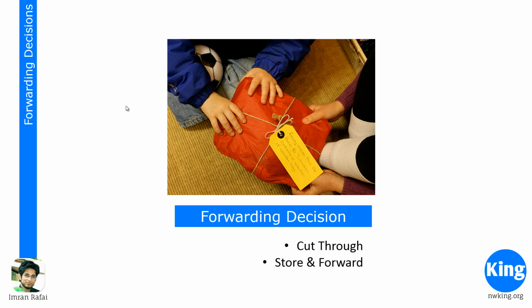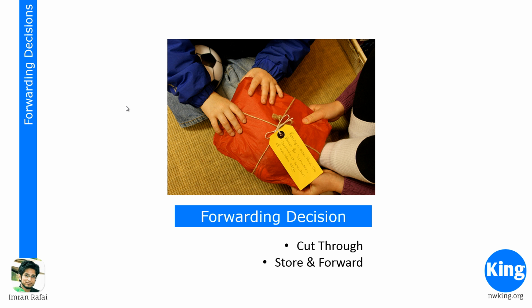Now, we spoke about forwarding decisions, so let's look at it a little more. There are 2 types of forwarding decisions that a layer 2 switch makes. It can use cut through switching, or it can use store and forward switching. Now, what's the difference between these? Let's assume one device wants to communicate with another device. So it says, okay, this is my destination MAC address, this is my source MAC address, and all the other information that follows, right?